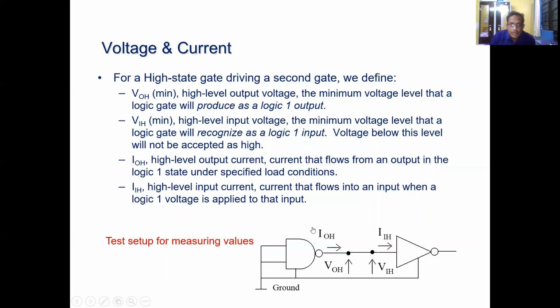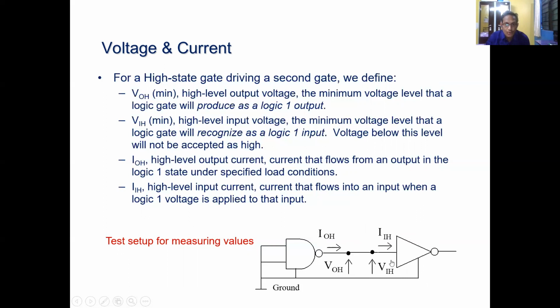IIH means this one: high level input current. It is the current that flows into the input when the logic 1 voltage is applied to the particular input. Normally, as I said earlier, when the output is 1, the output of this gate is connected to the input of this one. You are making the cascading. So this same current you are applying at the input of this one. This is nothing but the IIH, that is called high level input current.